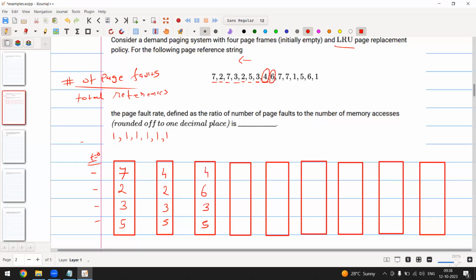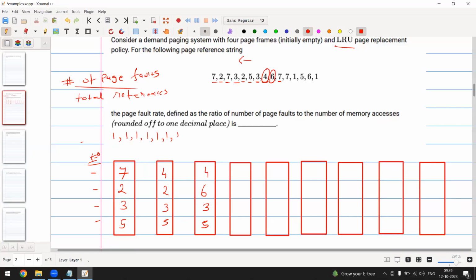Okay, so this will be my new layout: 4, 6, 3, 5. Next reference is 7. Again, 7 is not present in the memory, so it is a page fault, and I have to select one page for replacement from 4, 6, 3 and 5.